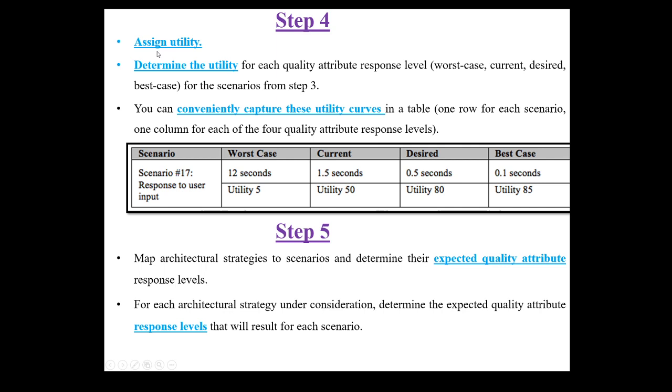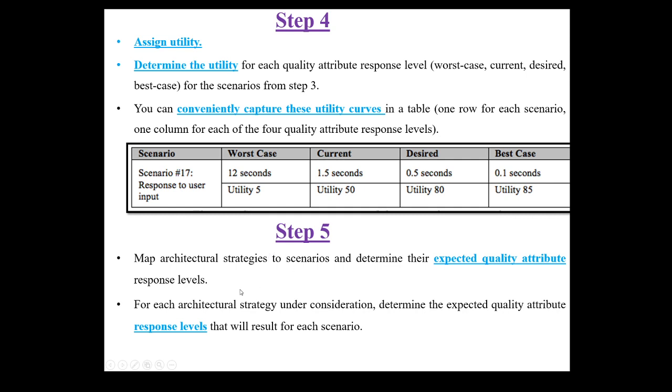Step 4, assign the utility. After prioritizing the scenarios, the utility should be assigned. Next, determine the utility for each quality attribute response level, according to the response level, whether worst case, current, desired, or best case. Conveniently capture these utility curves. The worst case can be 12 seconds, current can be 1.5 seconds, desired can be 0.85 seconds, and best case is 0.1 seconds. According to that, the utility can be assigned.